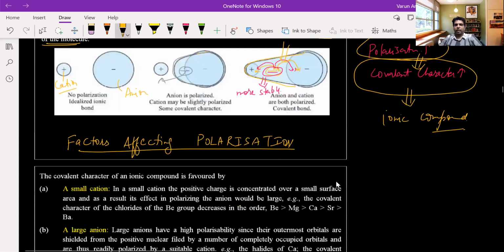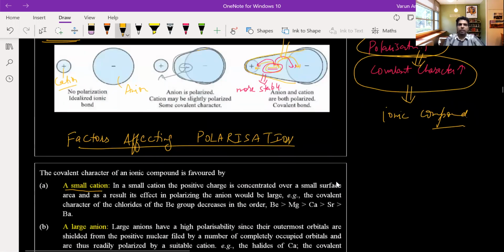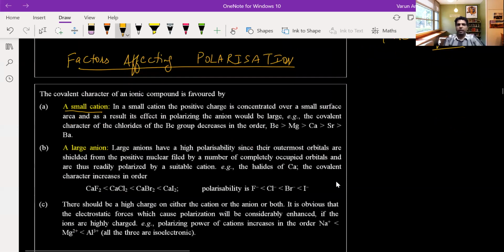So the first factor, write down: a smaller size cation. If the cation is smaller in size, it will try to attract the electron cloud more towards itself because the nucleus will be closer. The smaller size cations will be able to attract the electron cloud more closely, and that will cause more polarization. In a small cation, the positive charge is concentrated over a small surface. As a result, its effect in polarization of the anion will be large, and the covalent character of the chlorides will increase. So it will have more polarization.